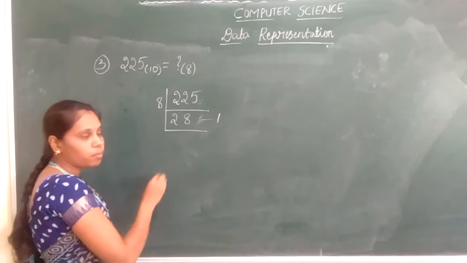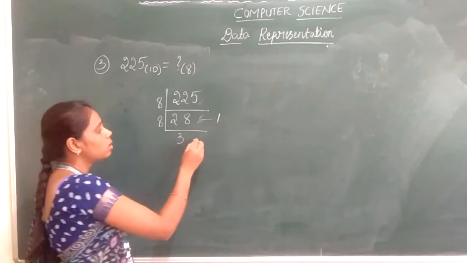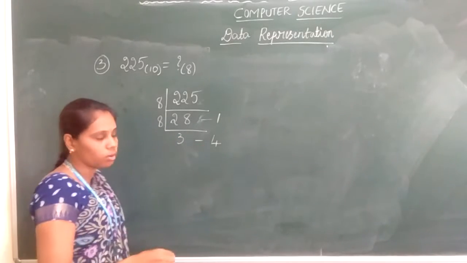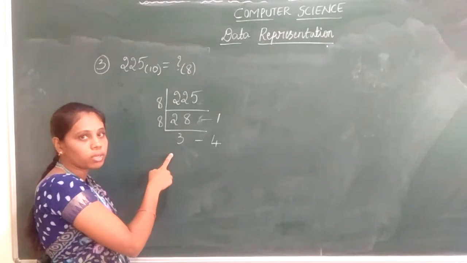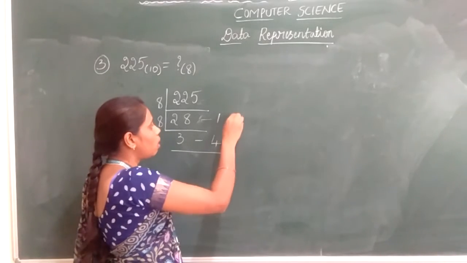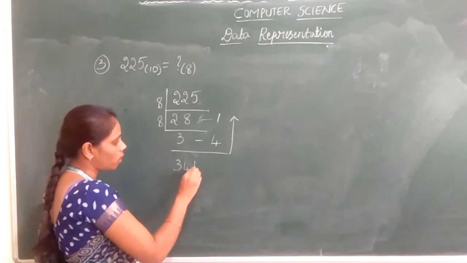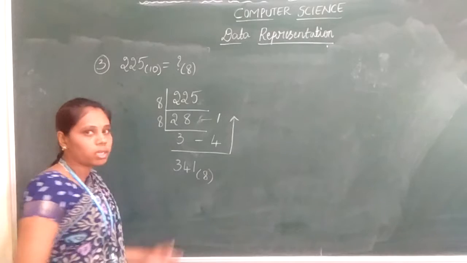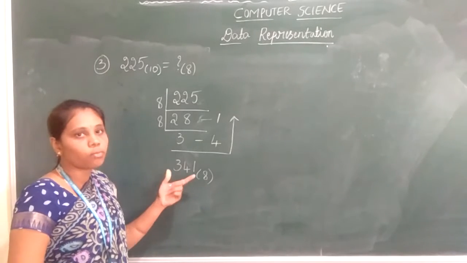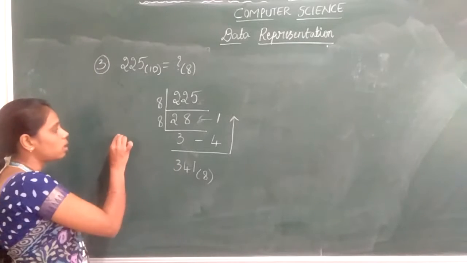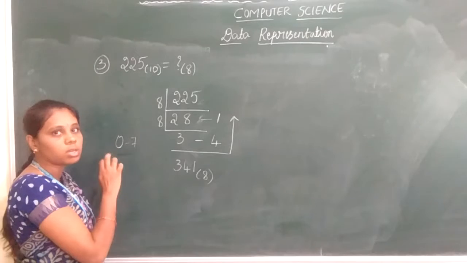Again divide this 28 by 8. 8 3s are 24. The remainder is 4. See, now 3 cannot be divided by 8. Stop here and write down the values from bottom to top. That is 3, 4, 1, base of 8. Why is this base 8? Because this is an octal number. See, 3, 4, 1 is in the range of octal numbers. The range of octal numbers is 0 to 7. 3, 4, 1 is in the range of 0 to 7.